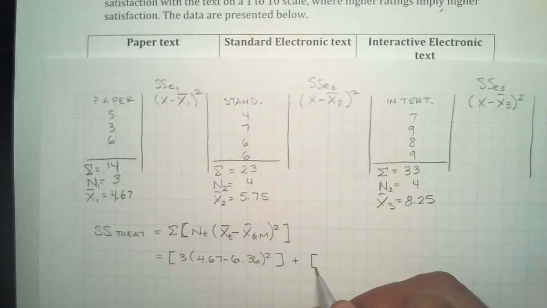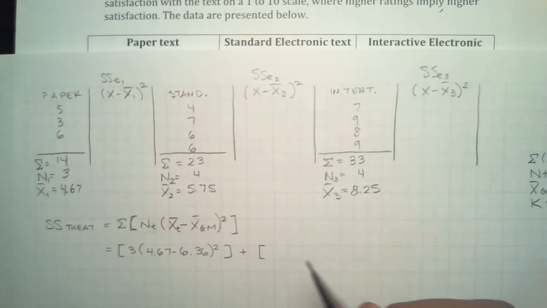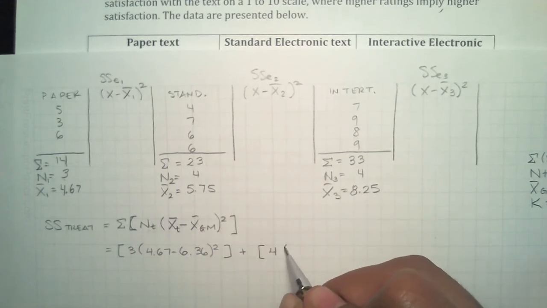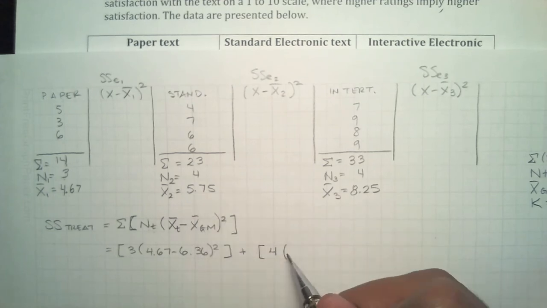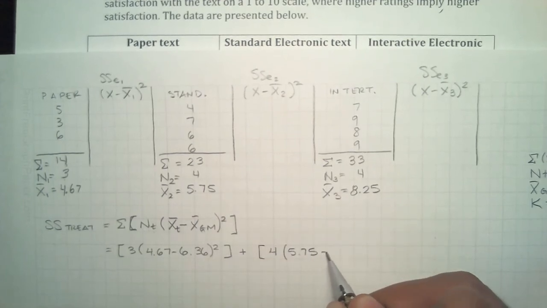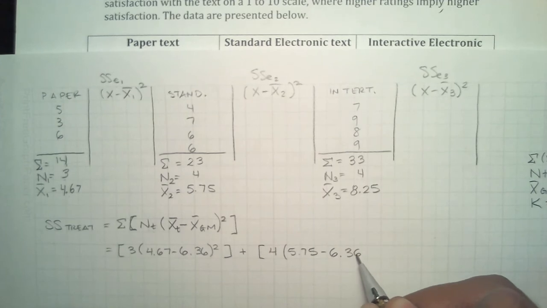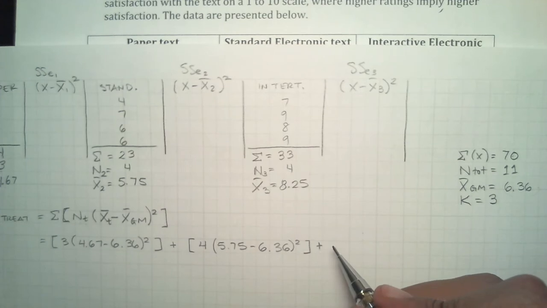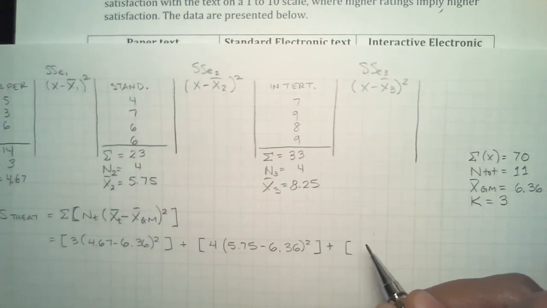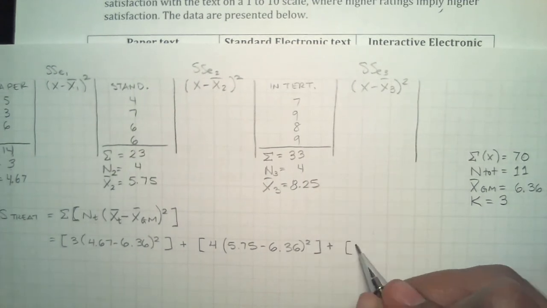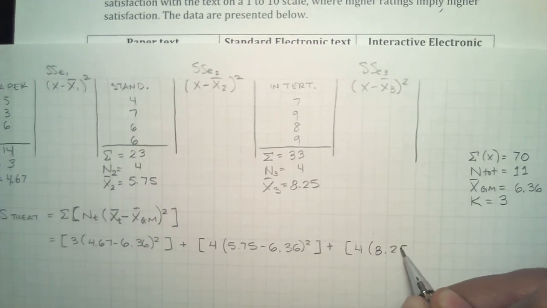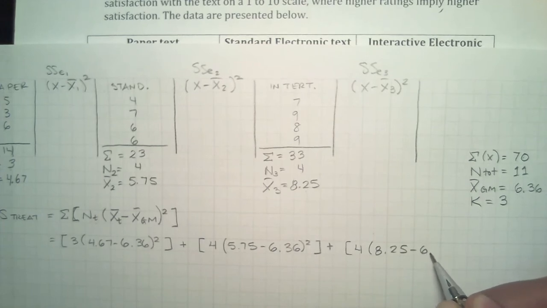Now let's add the same for the second group. The n is 4. The mean is 5.75 minus our grand mean, and we square that. And now let's add it for the last group. The last group n is 4. The mean is 8.25, and the grand mean is 6.36. And we square it.